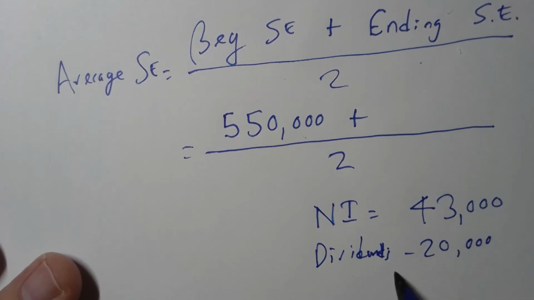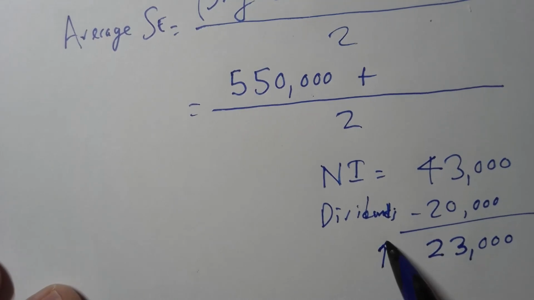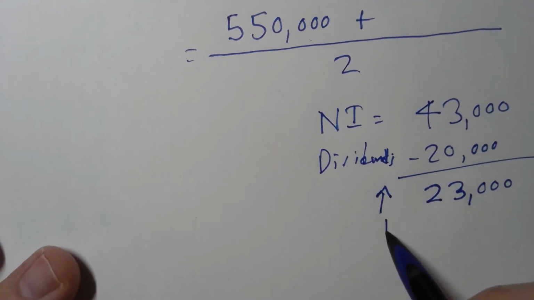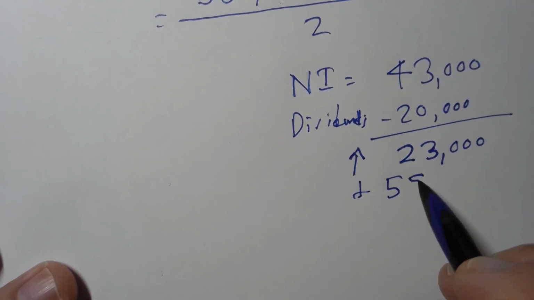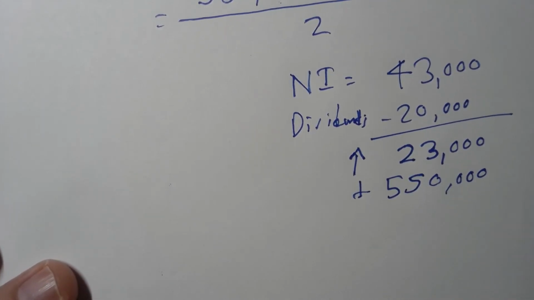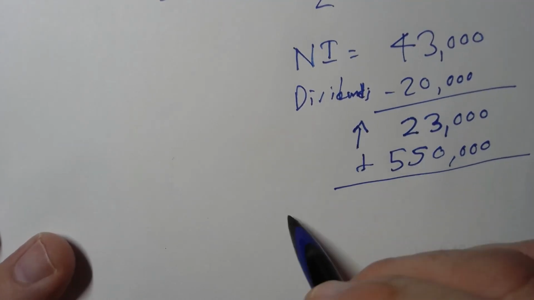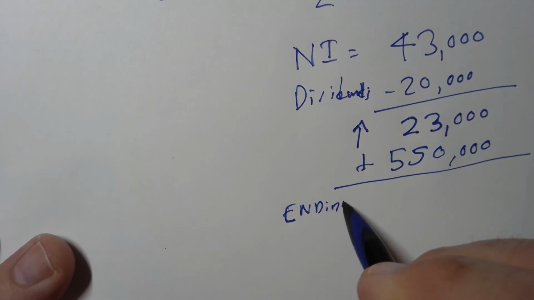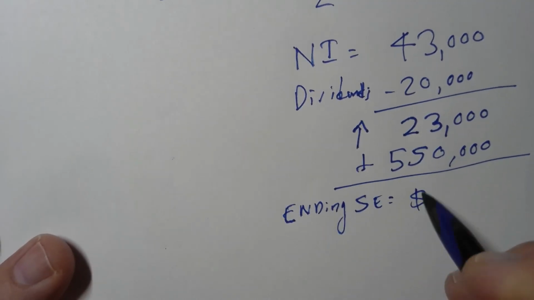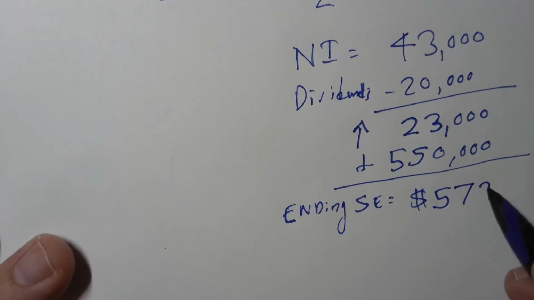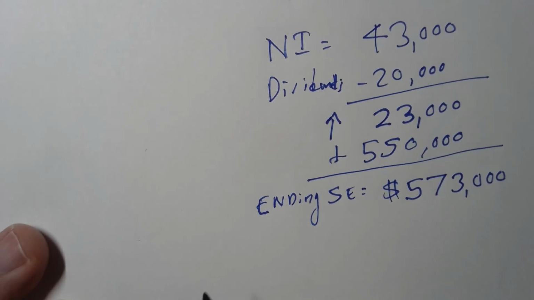So that leaves us with $23,000 as the increase. That's an increase in shareholder equity. And we know it's an increase because it's a positive number. So we're going to take that and we're going to add that to the beginning shareholder equity, which was $550,000. And that gives us an ending shareholders' equity of $573,000. $573,000 is our ending shareholder equity.